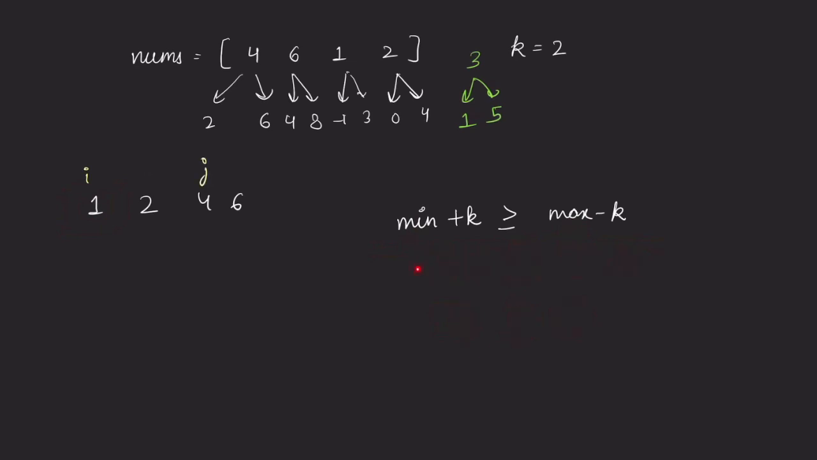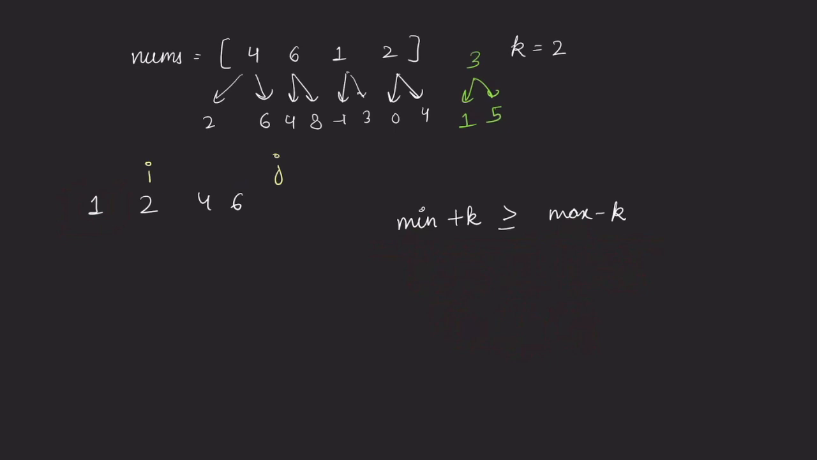Now 1 plus 2 greater than or equal to 4 minus 2, so 3 greater than or equal to 2. Yes, it is, so we can move j forward. Now 1 plus 2 greater than or equal to 6 minus 2, so 3 greater than or equal to 4. No, it is not. So now I will have to shrink my window, so i comes here, right? Now we again check 2 plus 2 greater than or equal to 6 minus 2. So 4 is greater than or equal to 4, right? So now we will expand our window and j will come here.